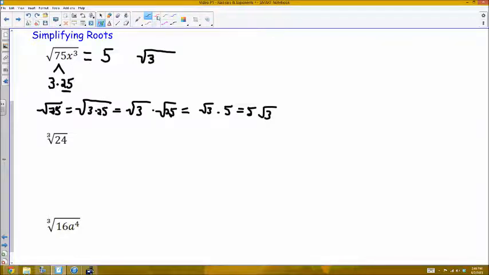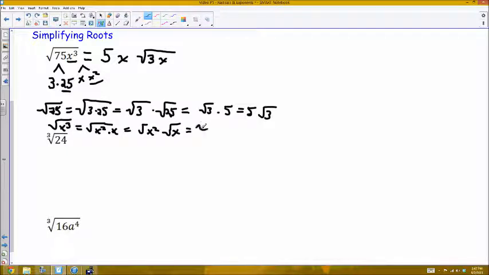I could repeat this exact same process with the x component. The perfect square that's in there: I have x squared times x, because x squared times x to the first would give me x cubed. This part is a perfect square, so I'm able to take out the x squared, which would reduce to a single x, and I'm left with this x still inside my radical. And again, if you want to see that written out, the square root of x cubed is equal to the square root of x squared times x, right? Because x squared times x would give me x cubed, which is equal to the square root of x squared times the square root of x, which would be x rad x, which is where these two components of x came from.